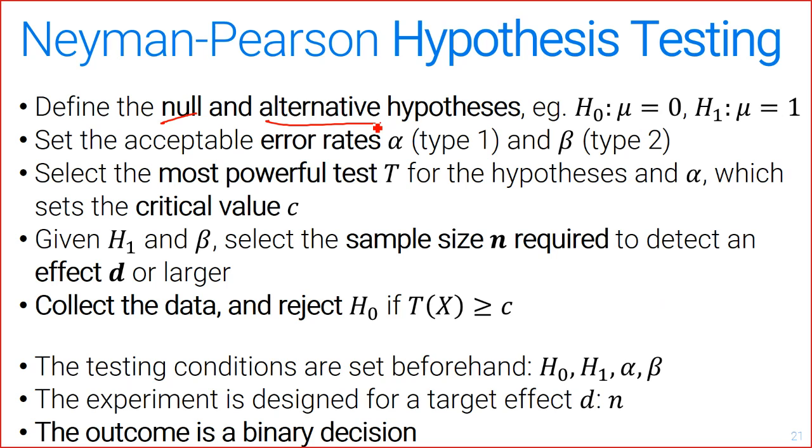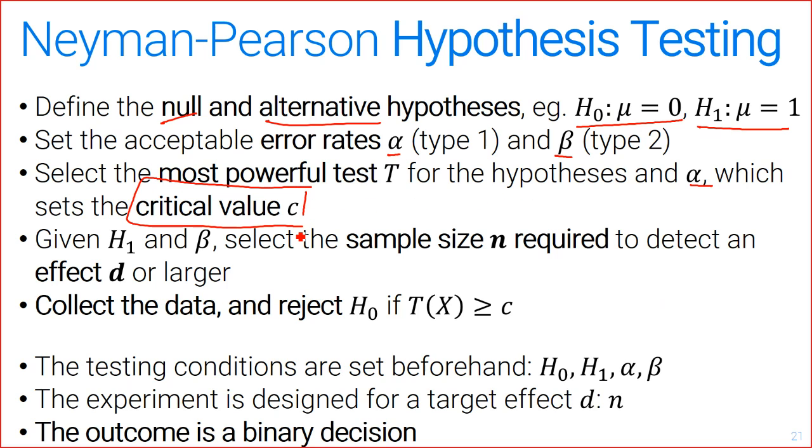So for example, we could say the null hypothesis is that the population mean equals 0. The alternative is that the population mean equals 1, something different. And so under this framework, we have to set what the acceptable error rates in the testing are. So there is an error rate called alpha, which is the probability of making a type 1 error. We're going to see what it is, and a probability beta of making a type 2 error. And so what they said is we have to choose the most powerful test statistic for this alpha and for the hypothesis, and that is going to define some critical value C, some threshold.